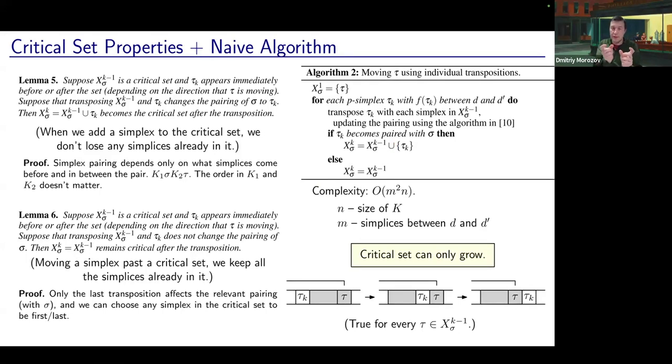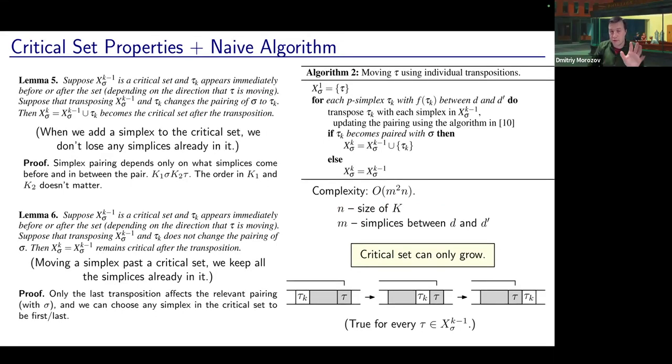I start moving my simplices, I try to swap them, and then check if the pairing switches or not. If the pairing switches, I start moving them together. If it doesn't, the simplex doesn't belong to the critical set, and I can skip it. So that's a naive algorithm, and it runs in cubic time. So it's m squared n, where m is the number of simplices between my origin and my destination, and n is the total size of the simplicial complex.